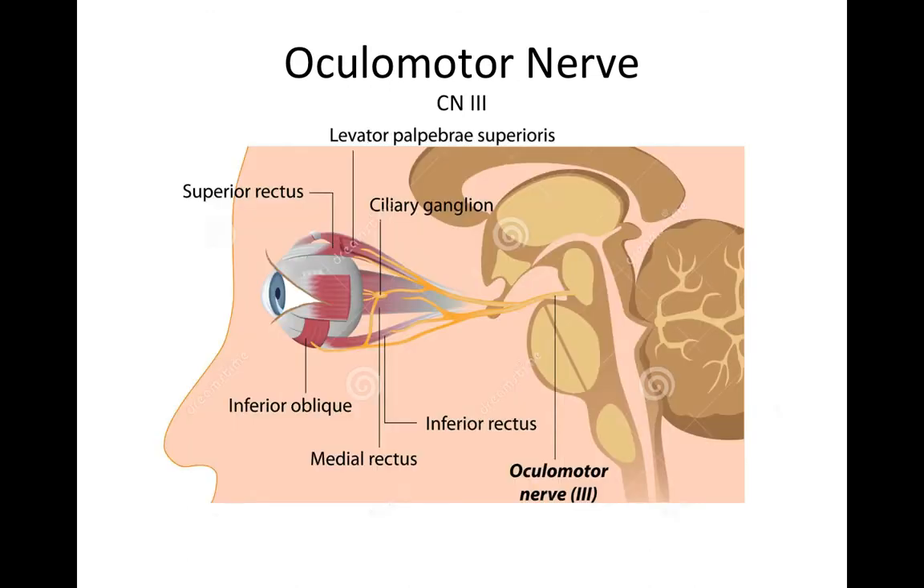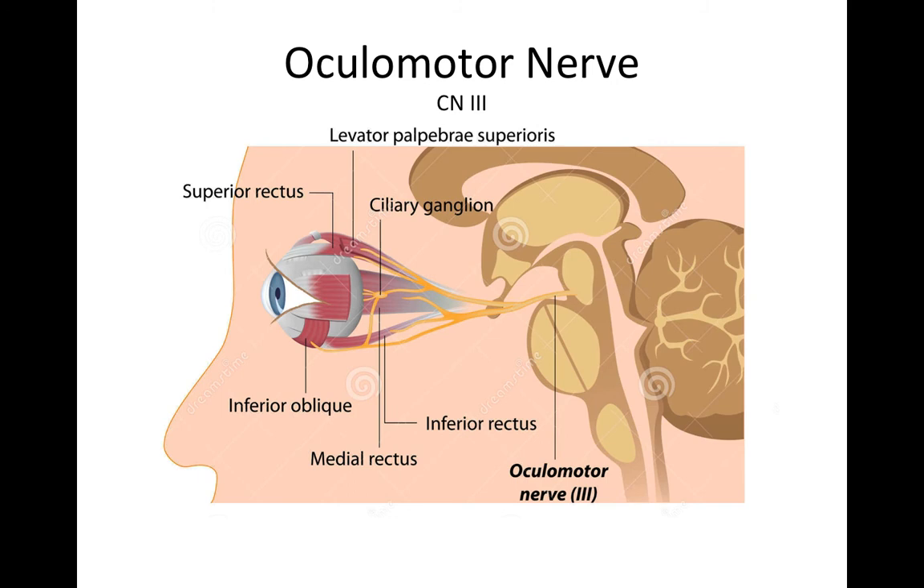Lastly, we have the oculomotor nerve, which is cranial nerve 3. The oculomotor nerve is going to supply motor innervation to 5 of the 7 extraocular muscles. This is going to include the levator palpebrae superioris, the superior rectus, the medial rectus here, the inferior rectus, and the inferior oblique. It also supplies parasympathetic innervation to the constrictors of the pupil and the ciliary muscles.